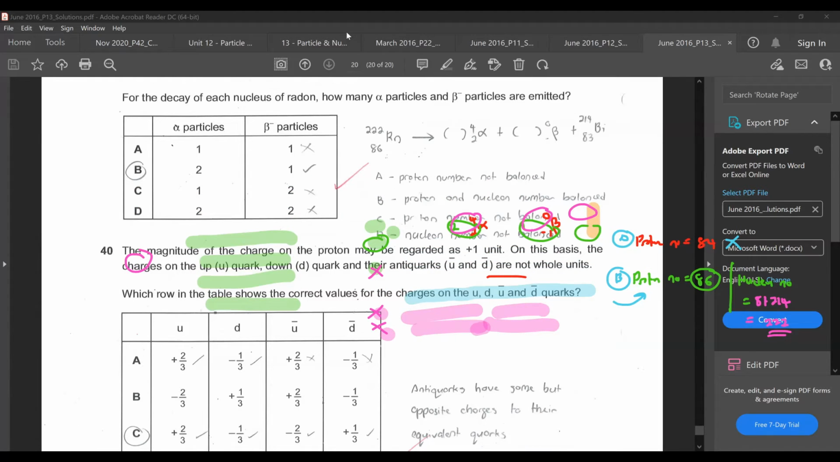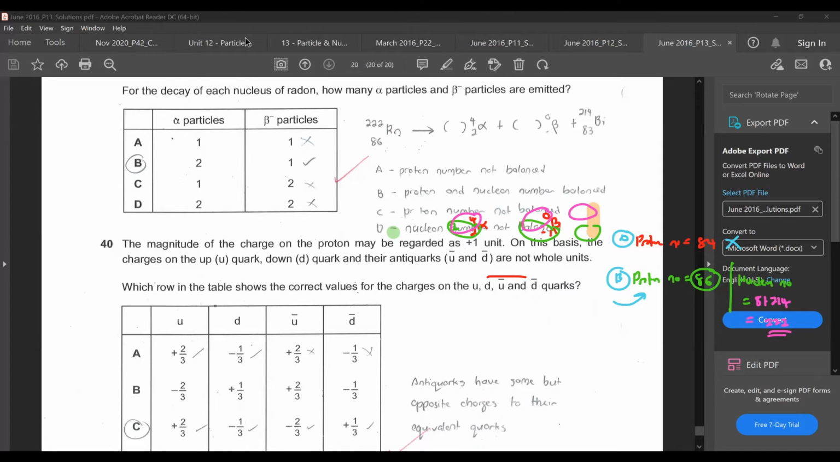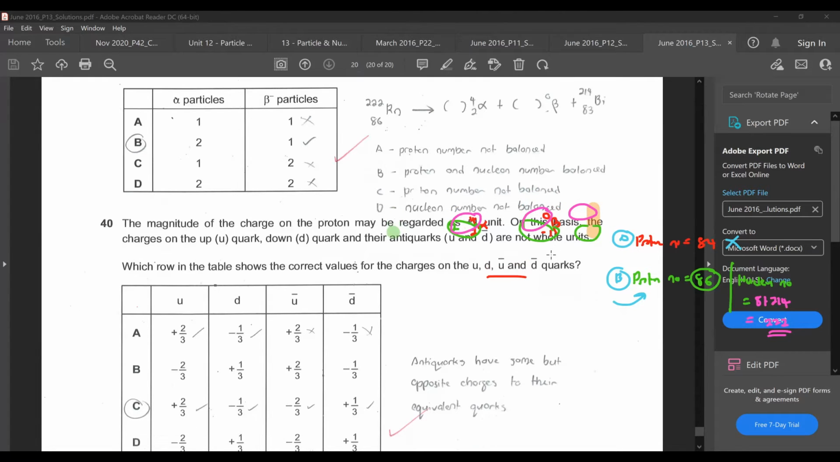Okay. Right. So 40. The magnitude of the charge on a proton may be represented as +1 unit. On this basis, the charges of the up and down quarks and the antiquarks, U bar and D bar, are not whole units. Which row in the table shows the correct values for the charges on U, D, U bar, and D bar quarks?